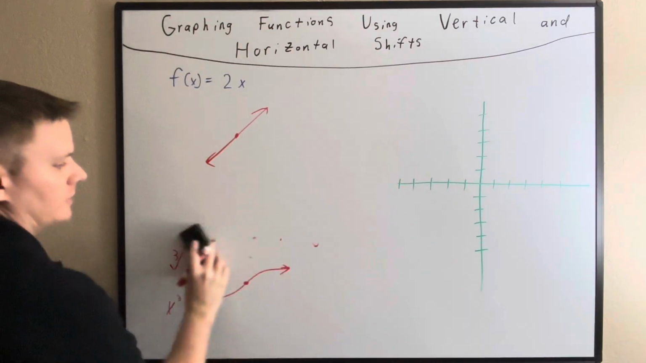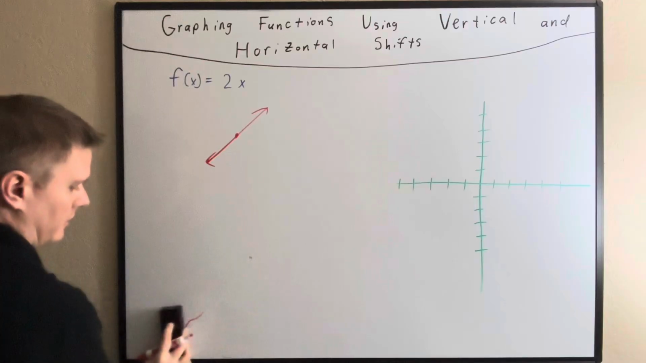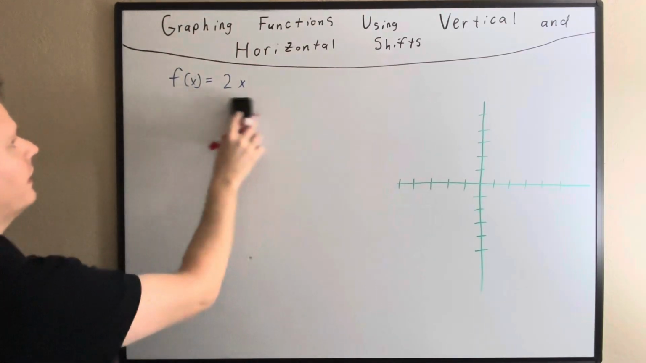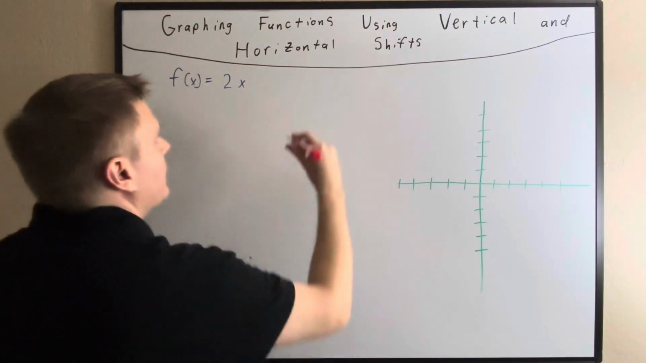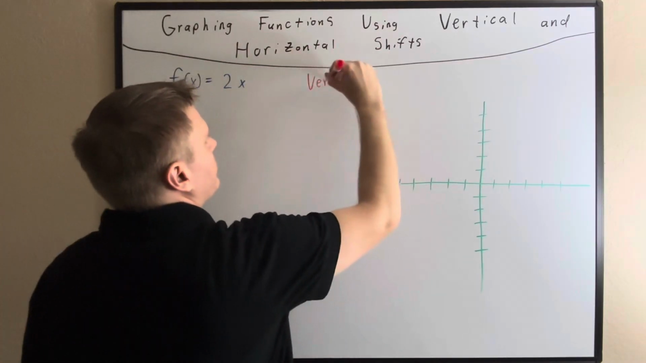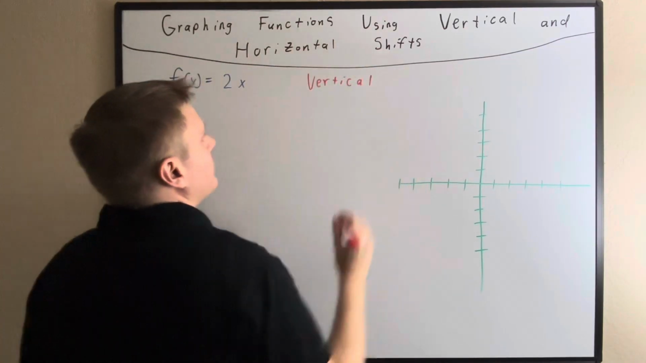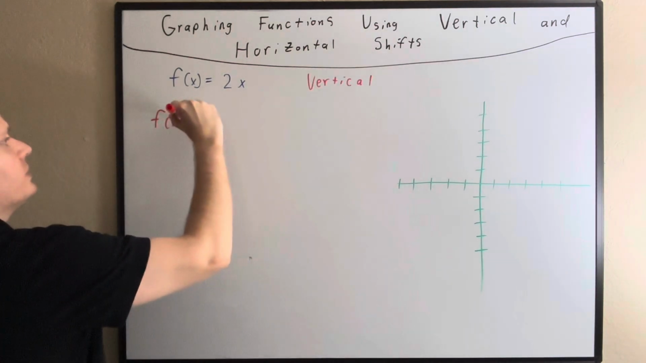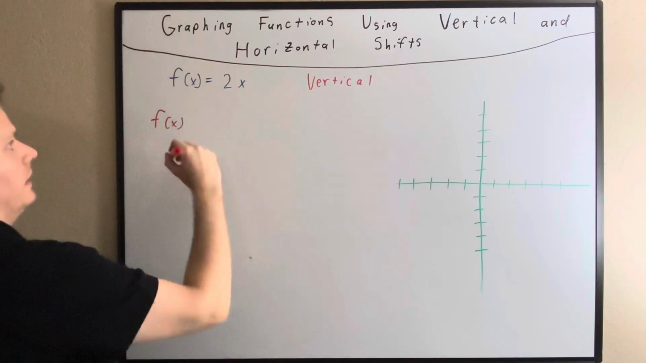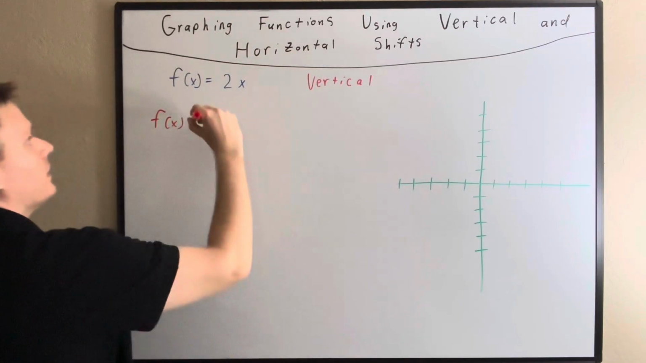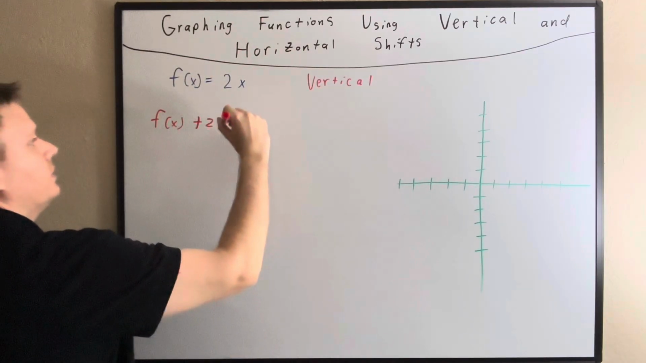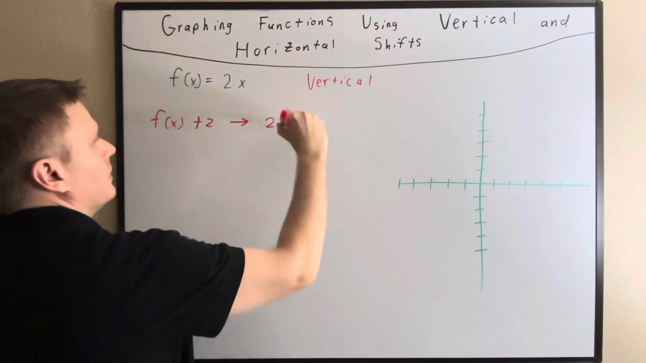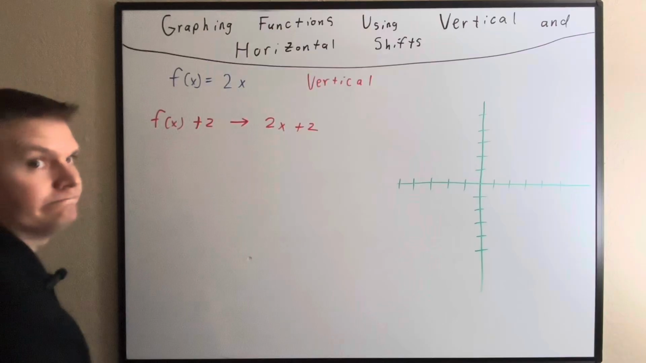so let's start with a simple line. We've got f of x equals 2x, right? And let's just do vertical shift to start, right? So what we do is we take that function, f of x, and let's say we want to shift up, we say plus 2, right? So that gives us 2x plus 2.